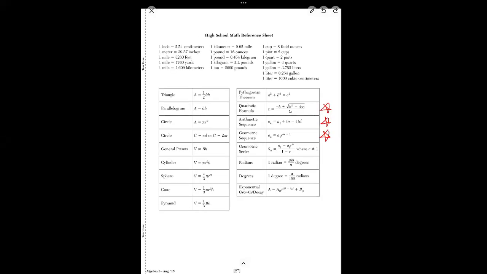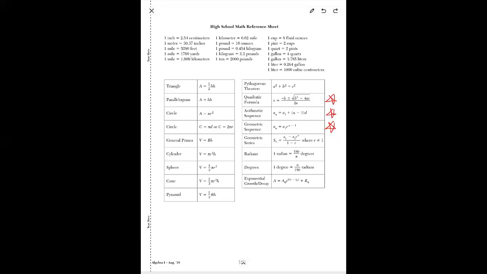Now, the only formulas that apply to Algebra 1 are this one, the quadratic formula, that's for quadratics. The arithmetic sequence formulas, that's for arithmetic sequences, which are linear functions. And then we got geometric sequences, which are exponential functions. So this is quadratic, this is linear, and this is exponential. Now, the formulas that we're going to need are right here.